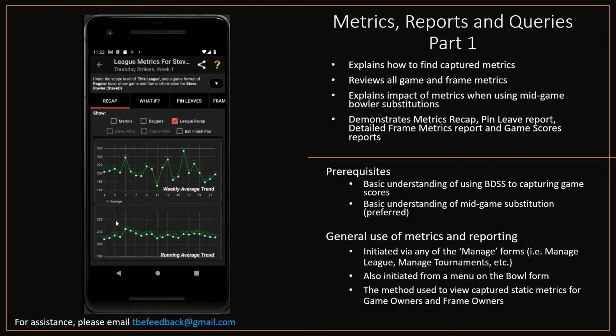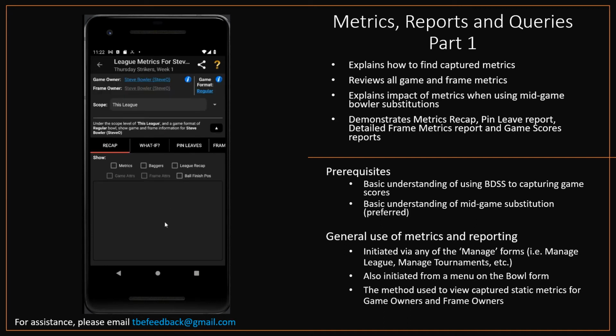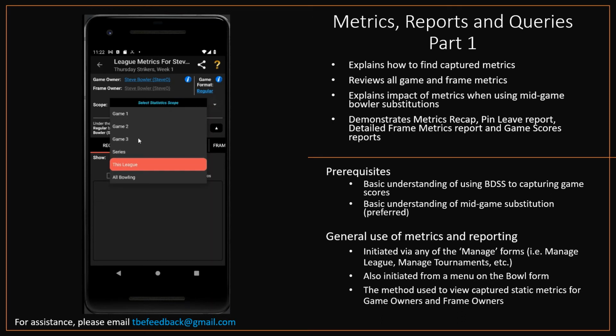Now let's look at game attributes. So I'll unselect League Recap first. And game attributes is only available for game scope. So let's select game 3.